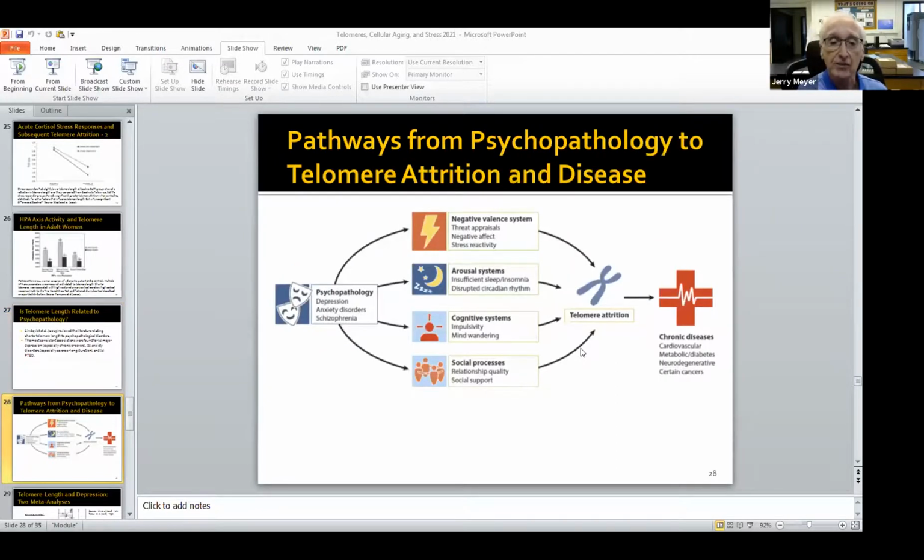We don't have to go into this, but this is just a cartoon showing various pathways by which psychopathology, so perhaps mediators whereby psychopathology can lead eventually, not showing the biology, but rather the psychological aspects associated with psychopathological disorders, how that may converge to lead to telomere attrition, and then this in turn being associated with increased risk of various chronic diseases.